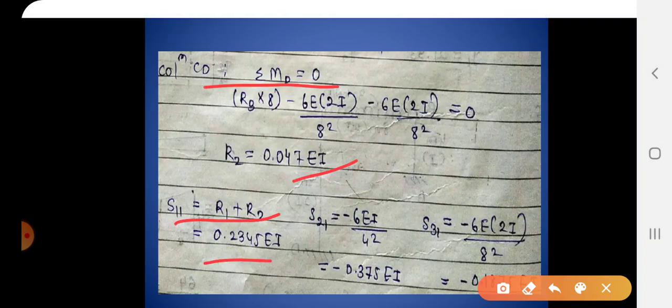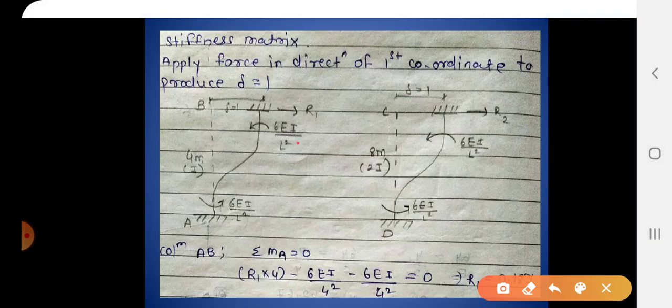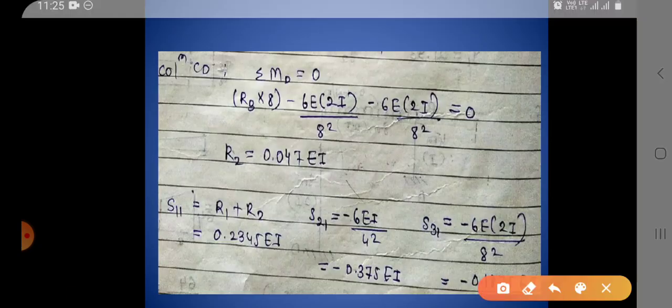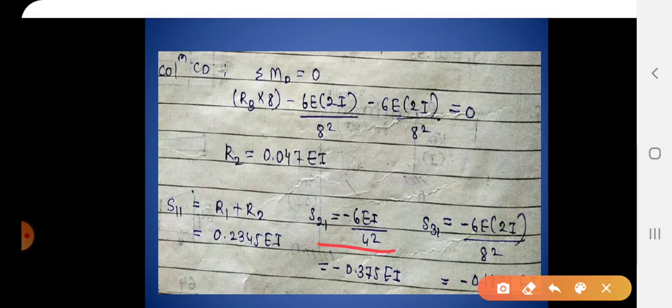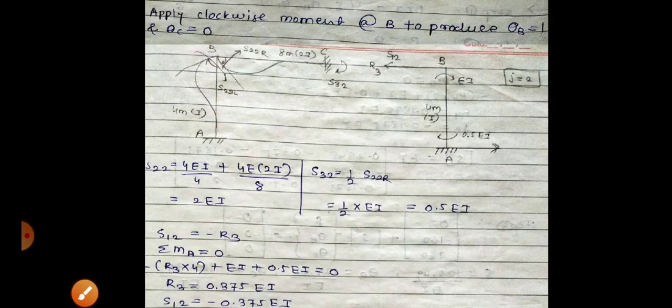Then S21 and S31 will be the moment at B and the moment at C, because theta B and theta C are the second and third unknowns. Therefore 6EI delta by L square, of course with a minus value. So S21 is equal to minus 6EI by L square, minus 6EI by L square. So 3 elements we have derived. Then go to part B.